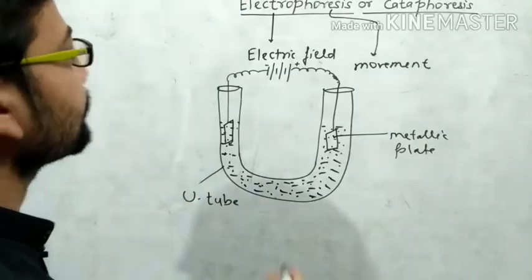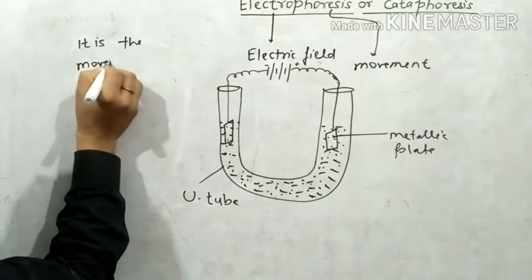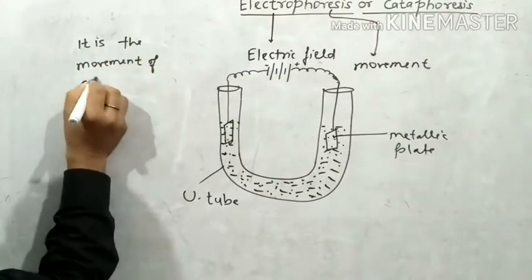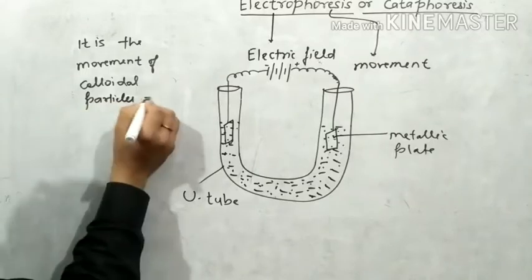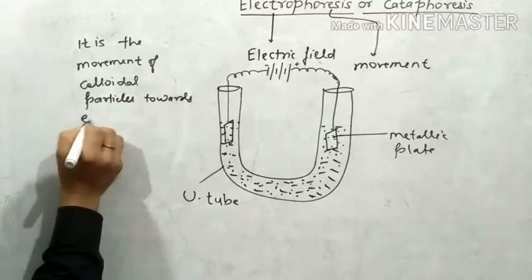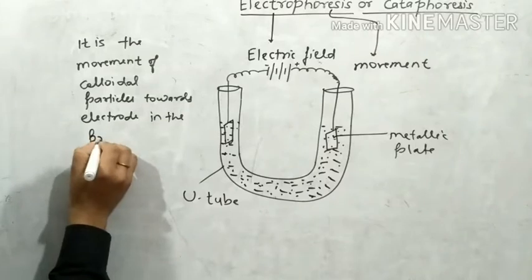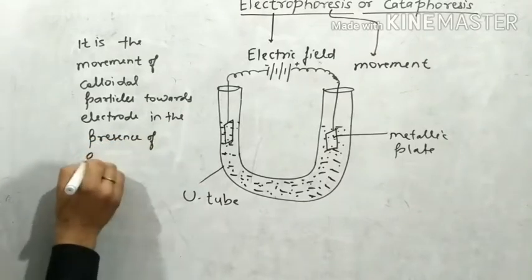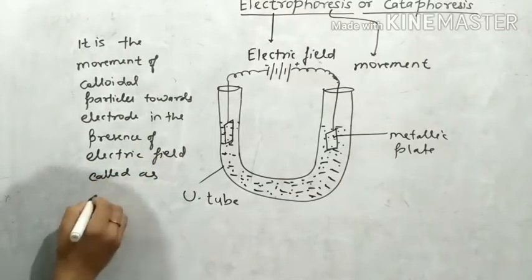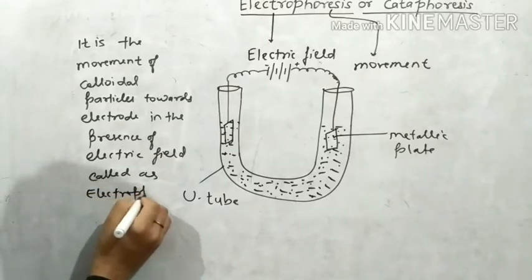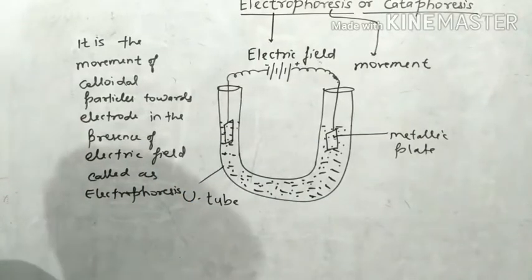So what is electrophoresis? It is the movement of colloidal particles towards an electrode in the presence of an electric field, called electrophoresis. So this is the concept of electrophoresis, right?